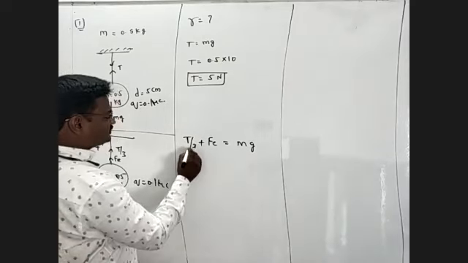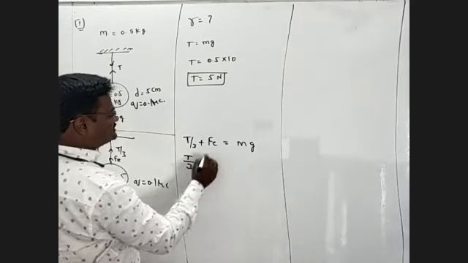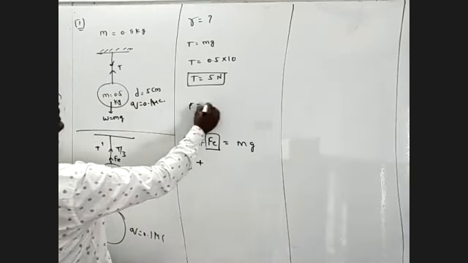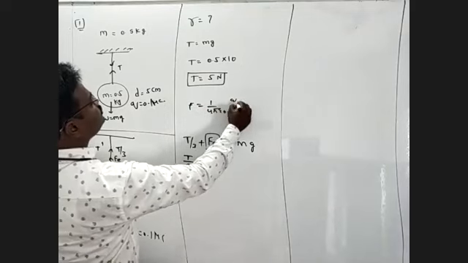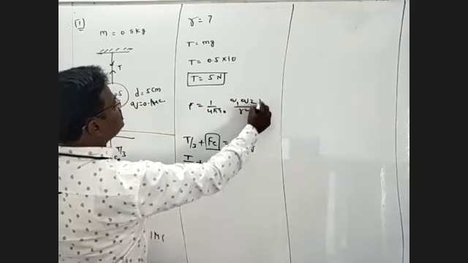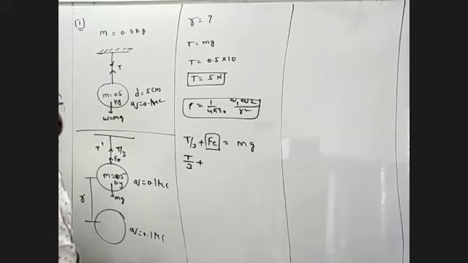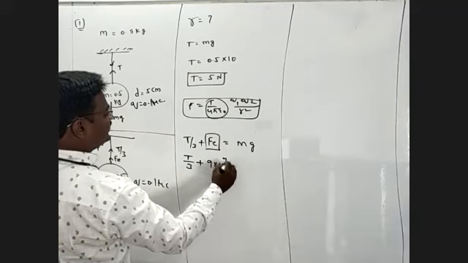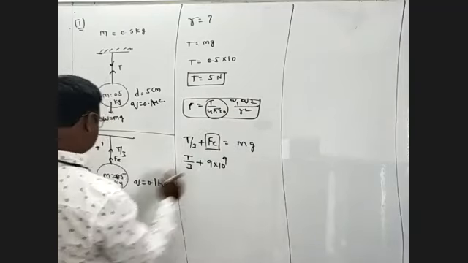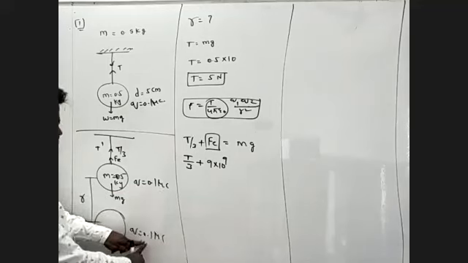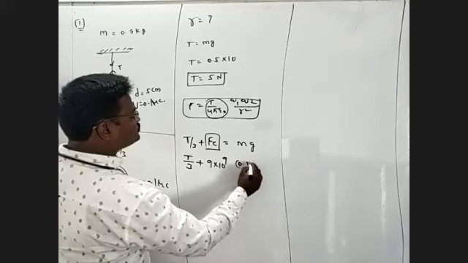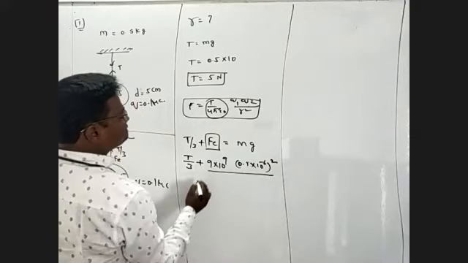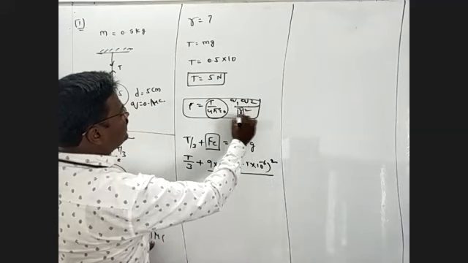Now, T by 3 plus Fe is equal to mg. What is Fe? The electrostatic force, the Coulomb's force. The general formula is F is equal to 1 by 4 pi epsilon naught Q1 Q2 by R square, where R is the distance between the two charges. 1 by 4 pi epsilon naught is 9 into 10 to the power of 9. Q1 is 0.1 and Q2 is 0.1, into 10 to the power of minus 6, micro meaning 10 to the power of minus 6, whole square, by R square. We have to find R square.